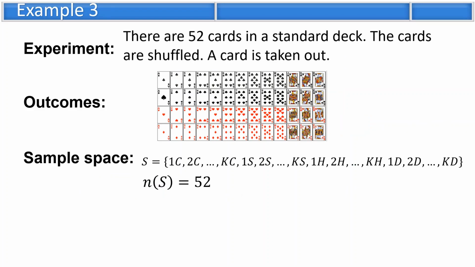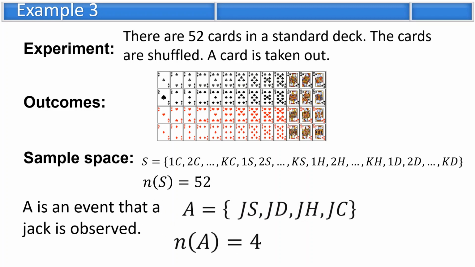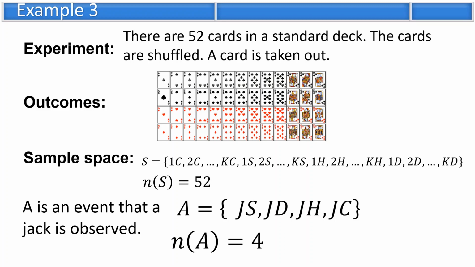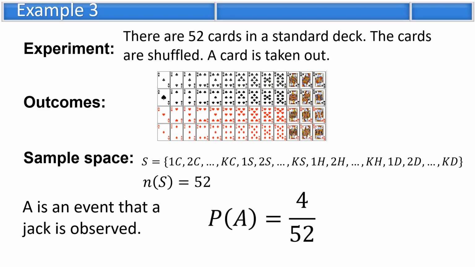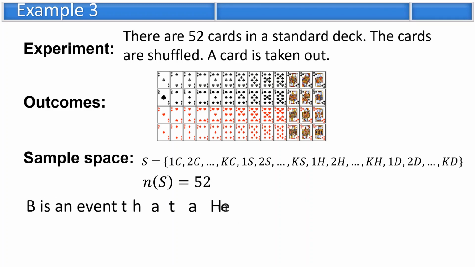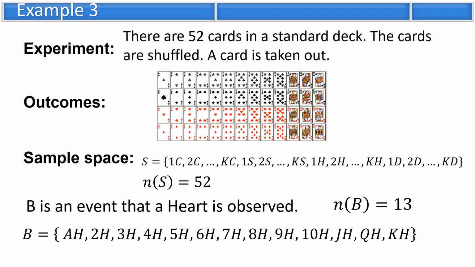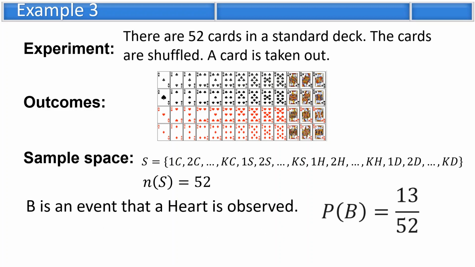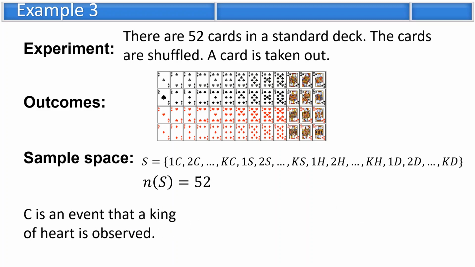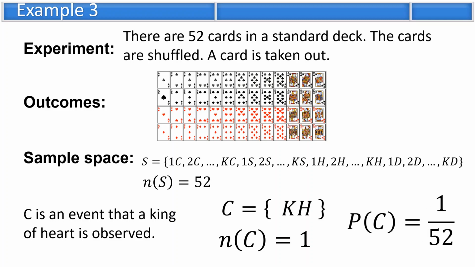Example 3. A deck of cards is shuffled and a card is taken out. A is an event that a jack is observed. N of A is 4. Probability that a jack is observed, P of A, is equal to 4 over 52. B is an event that a heart is observed. N of B is 13. The probability that a heart is observed, P of B, equals 13 over 52. C is an event that a king of heart is observed. N of C is 1. The probability that a king of heart is observed, P of C, equals 1 over 52.